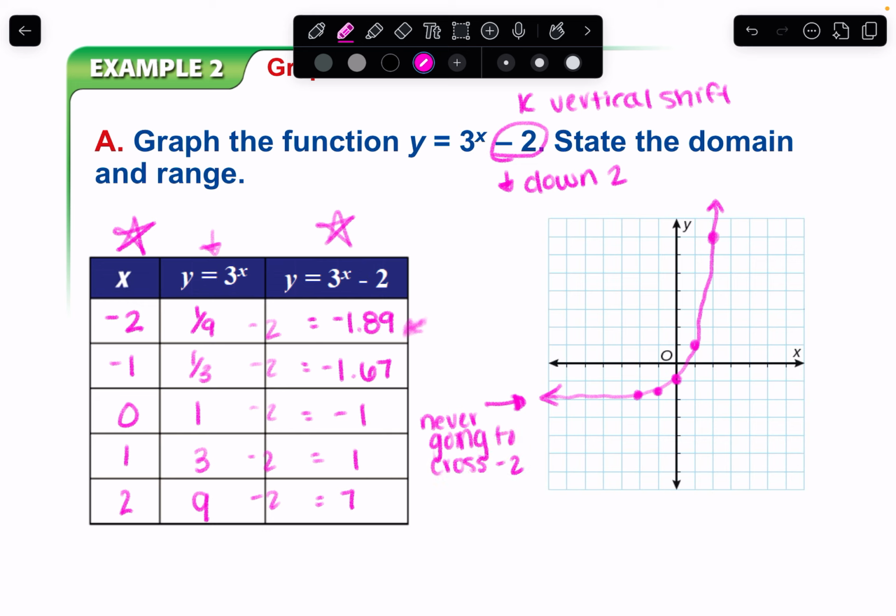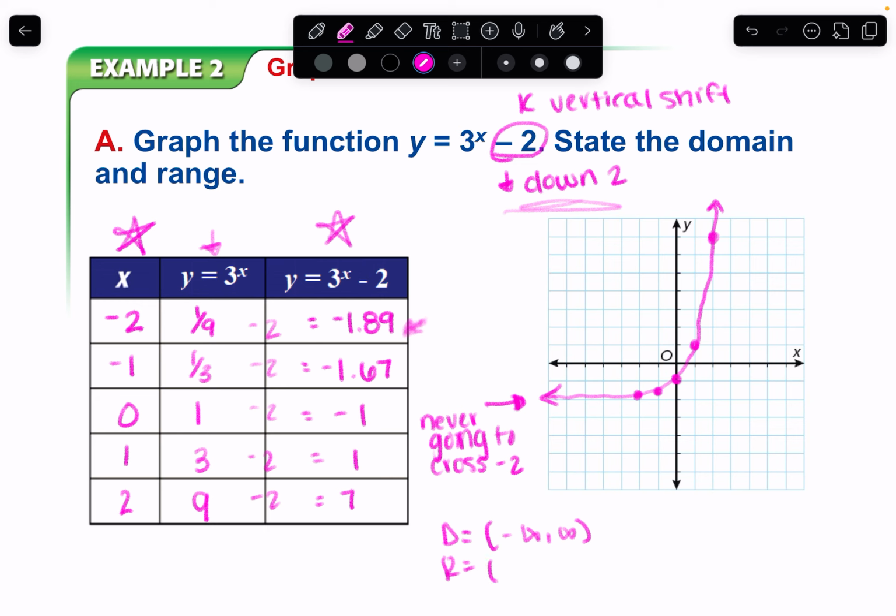And I know that because it shifted down 2 spaces. So your next part is stating your domain and your range. Your domain, again, is just going to be -infinity to +infinity. So it's going to touch everything on the x-axis. Again, also all real numbers.